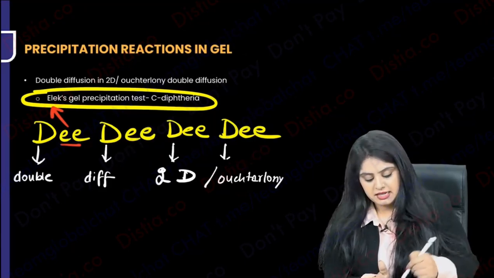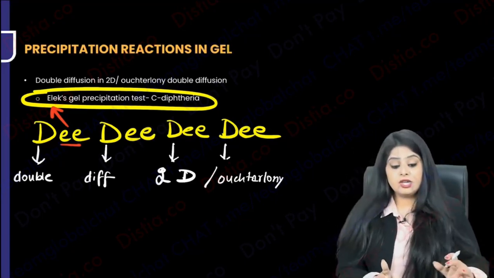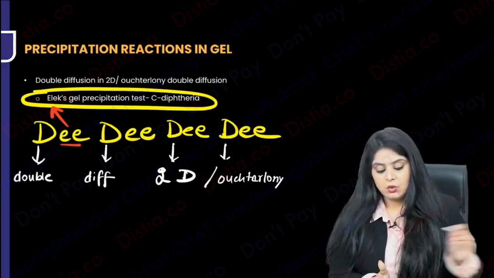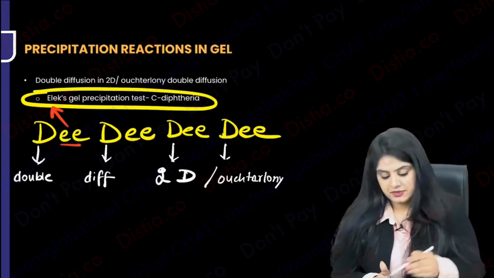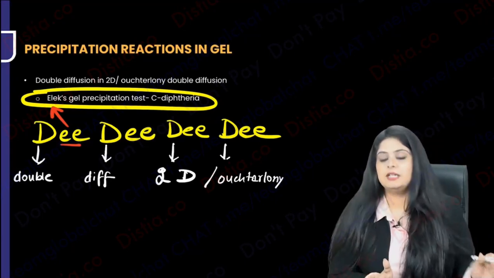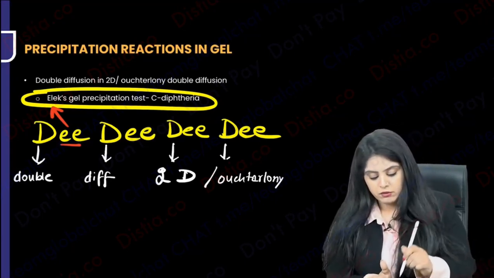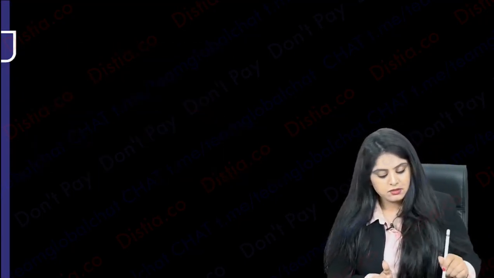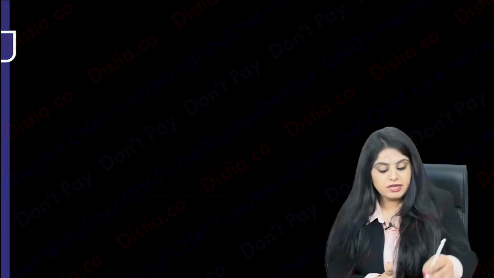That means you have finally finished all of your gel precipitation tests. Yes, everyone's okay with this? Now what do we move on to further? Now you say, ma'am, this is taking a lot of time. Before that, I want all of you to do a quick revision with me, because many students are unable to memorize this. So let me start.